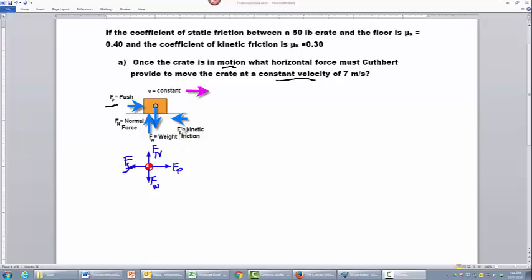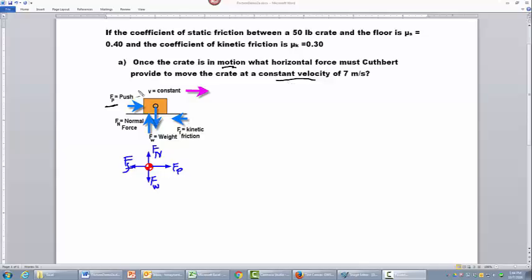We construct the force diagram by drawing the crate and all bodies that touch the crate, in this case the floor and the push. We look at the forces, contact forces and field forces. The field force is the weight, or the gravitational force. F sub W is the weight, or mass times the acceleration of gravity. The other y-axis force is the normal force provided by the floor on the crate. Cuthbert pushes the crate, we call that Fp, and the kinetic friction force in this case acts in response to that. It's kinetic friction, or sliding friction, because the body is in motion.